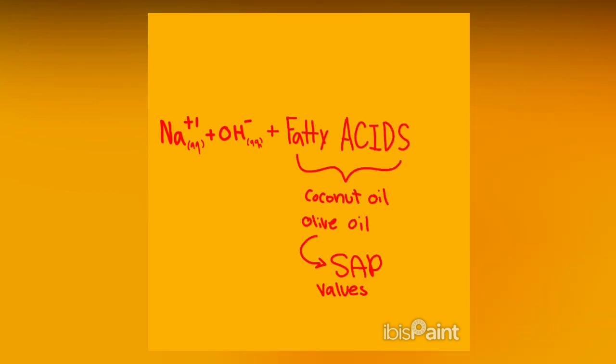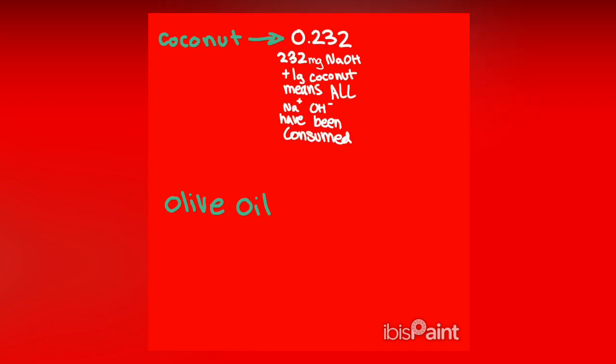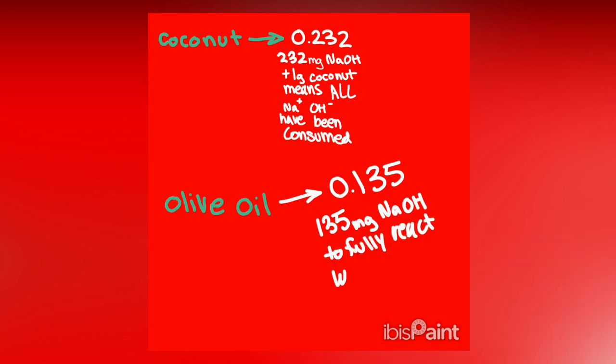In this case, it'll be coconut and olive oil, both of which will have different SAP values, which refers to 1 gram NaOH per 1 gram of oil. We need to have a full saponification reaction. Coconut has a higher SAP value since it is a solid at room temperature.